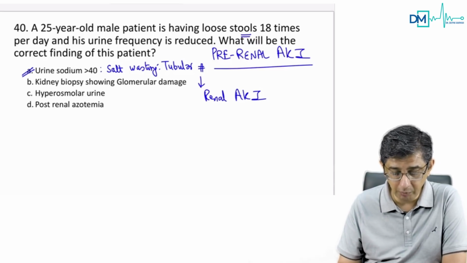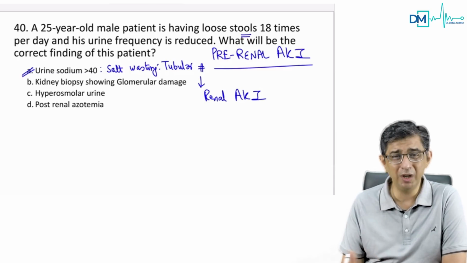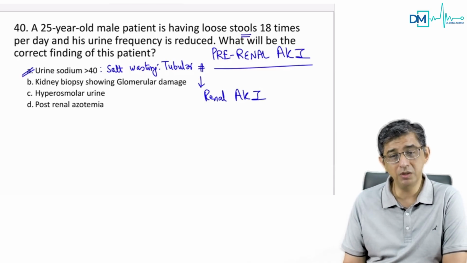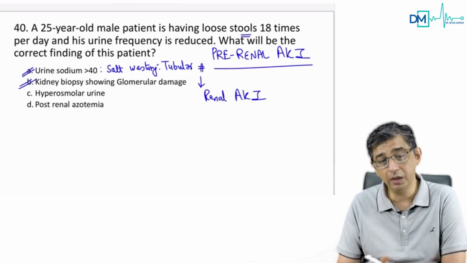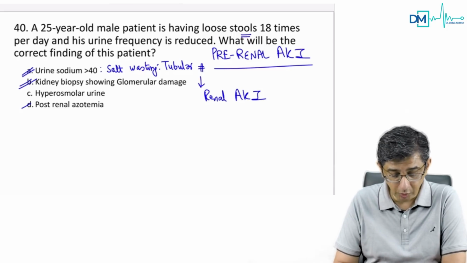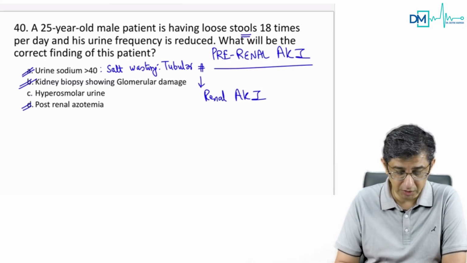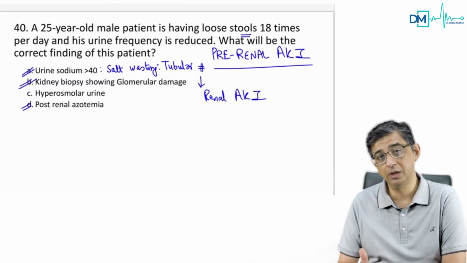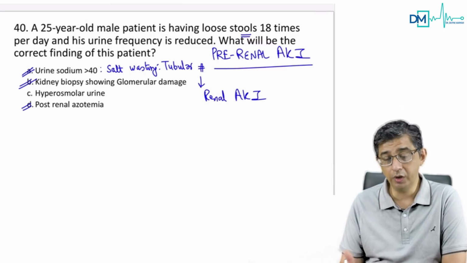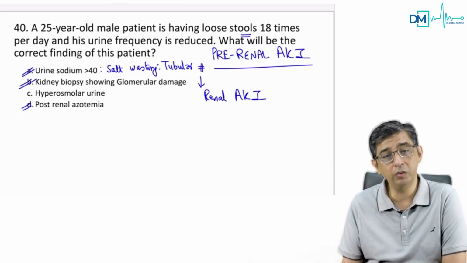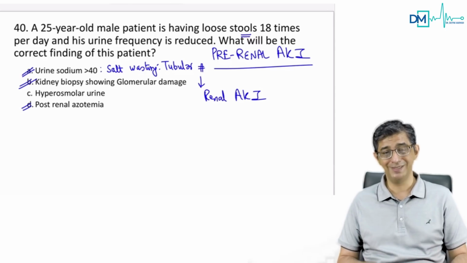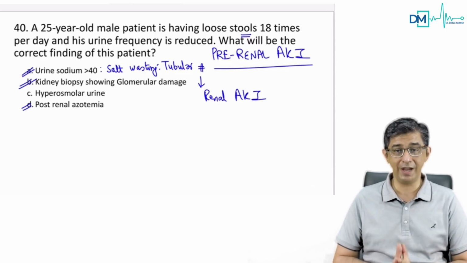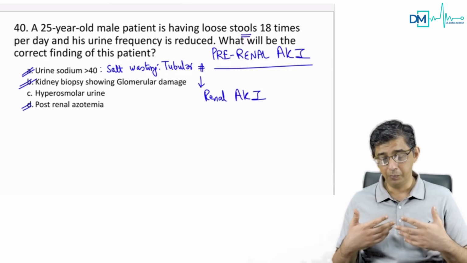Option B is kidney biopsy showing glomerular damage. We don't do a kidney biopsy in an acute kidney injury patient. There is no role of kidney biopsy in a chap with AKI. Post-renal is ruled out because post-renal is seen with conditions like benign prostatic hyperplasia, or let me say vesicoureteric reflux, or I can say bladder outlet obstruction. So post-renal azotemia is ruled out because this dehydration component is actually a feature of pre-renal AKI.